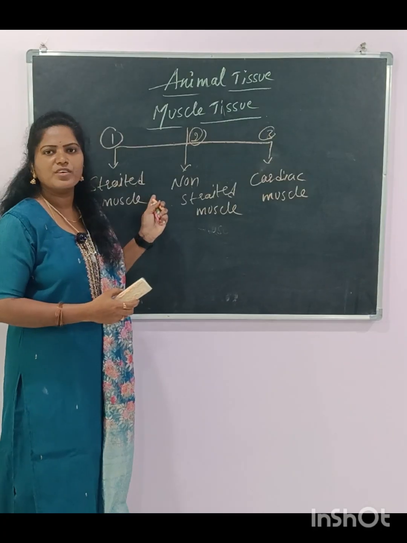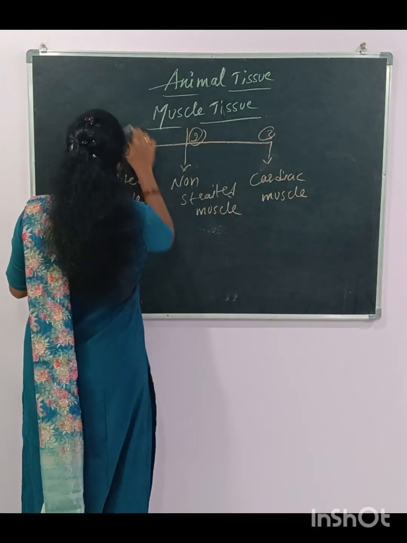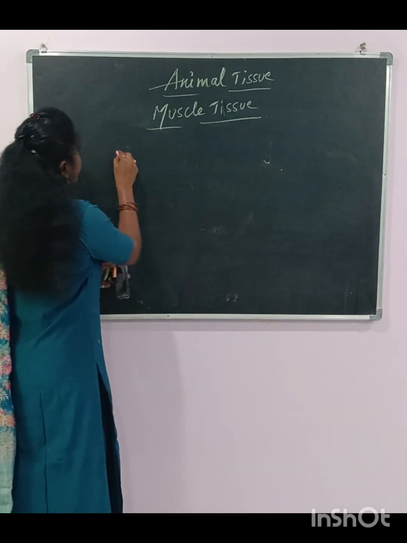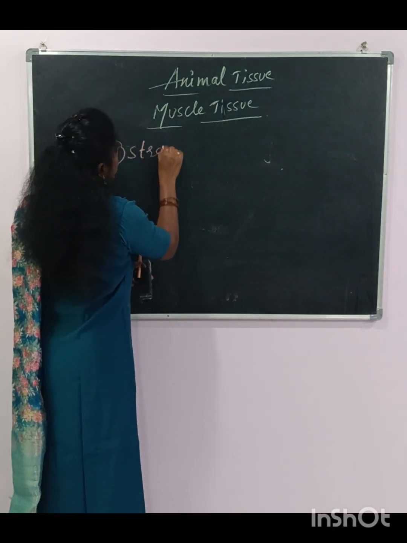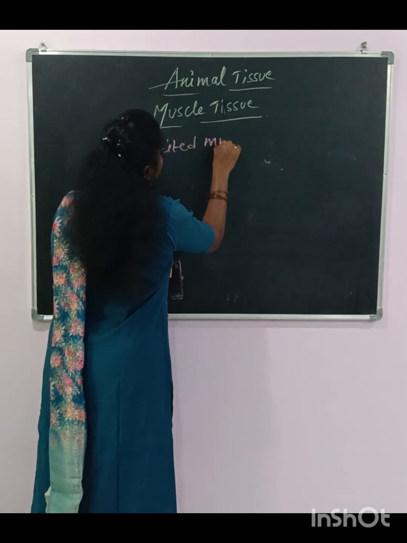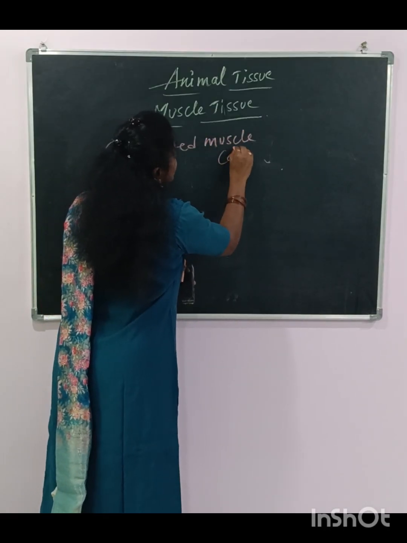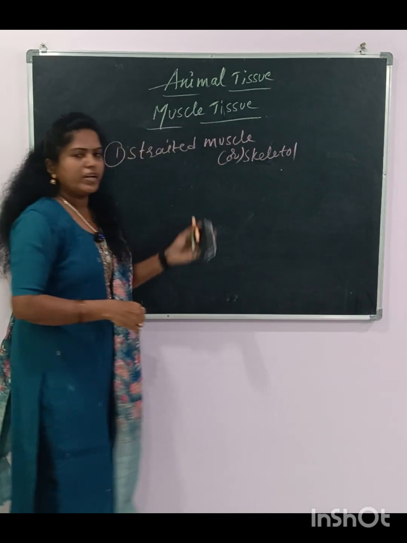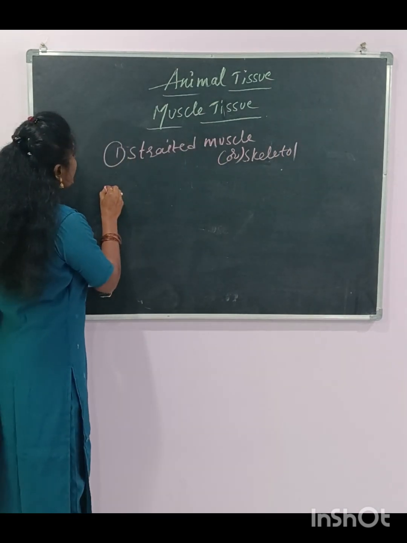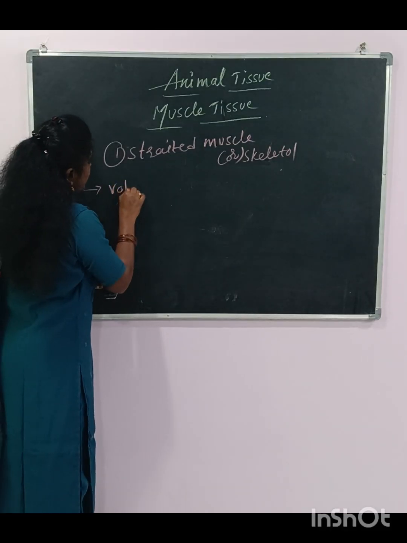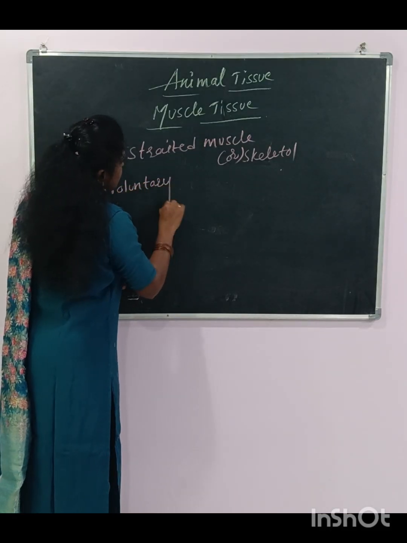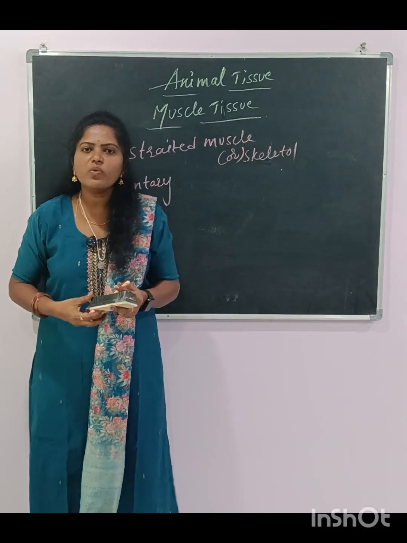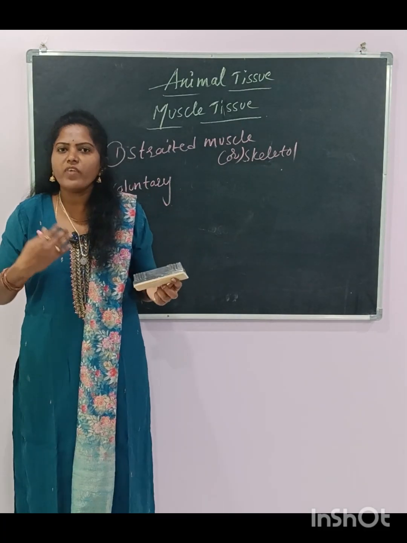Firstly, we discuss the striated muscle. This striated muscle is also called the skeletal muscle. These muscles are, first point, voluntary. Striated muscles are voluntary in nature. Voluntary means what? Which are under our control.